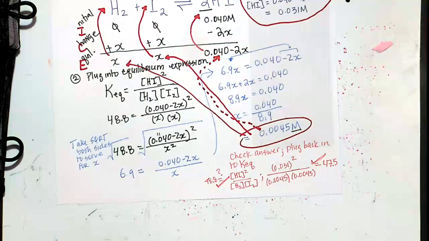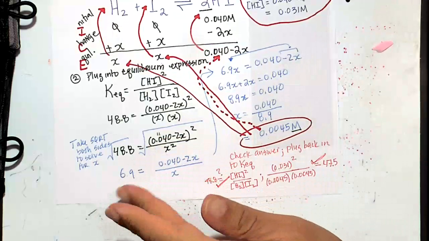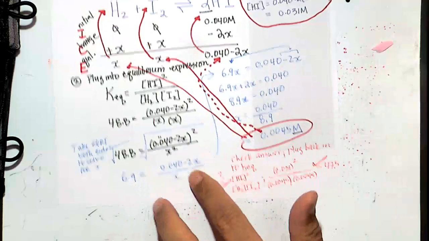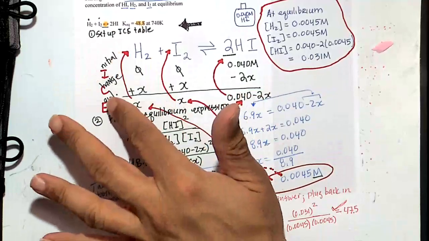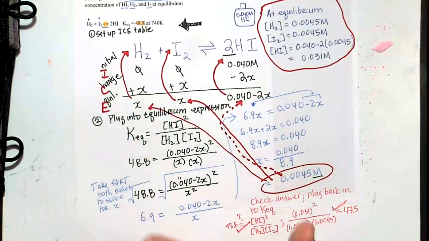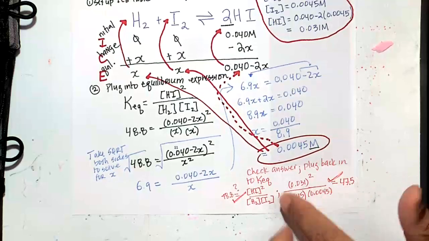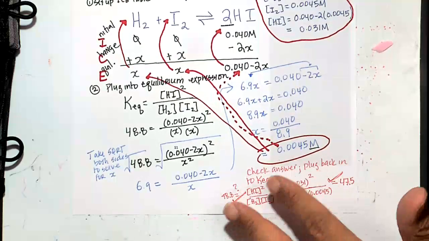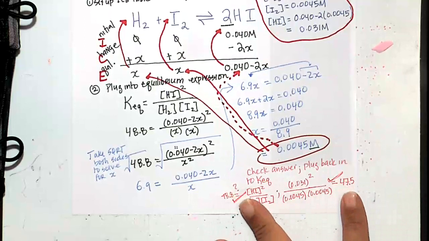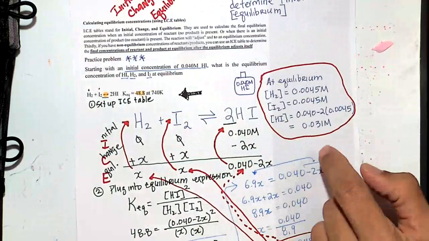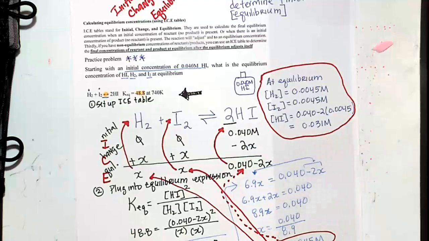All right. So this is somewhat like you'll see on the exam. You'll take the square root of both sides, solve for x. First of all, we'll construct our ice table, plug it into the equilibrium, solve for x, and then plug it back in to make sure our answer is reasonably correct. I would say these concentrations are reasonably correct, and this is a reasonably correct answer.